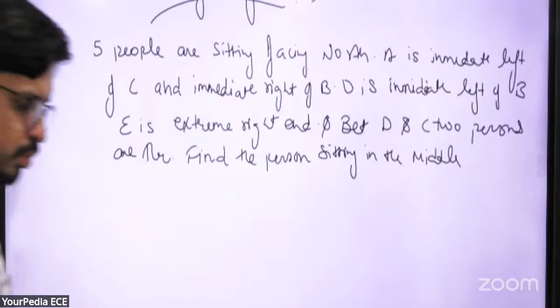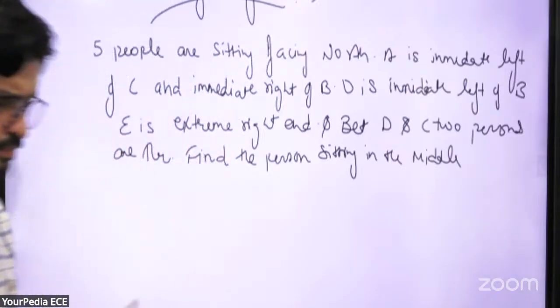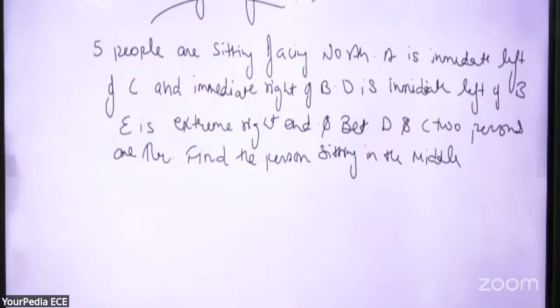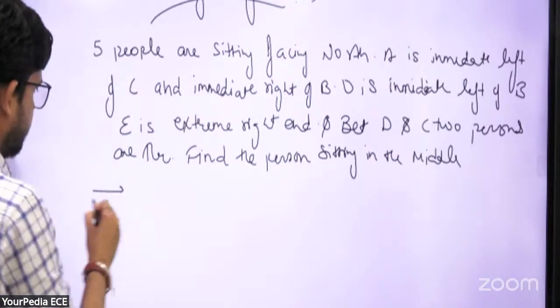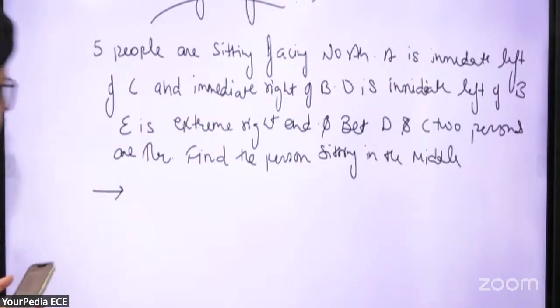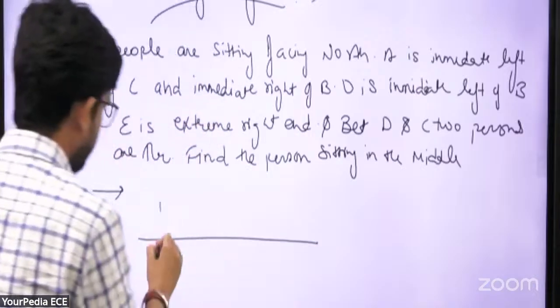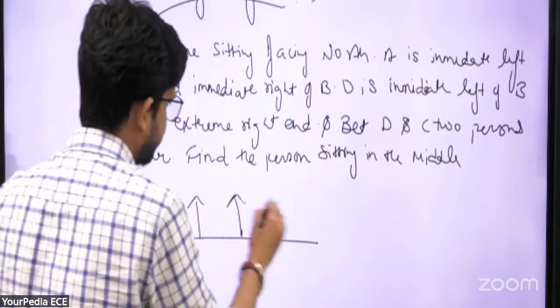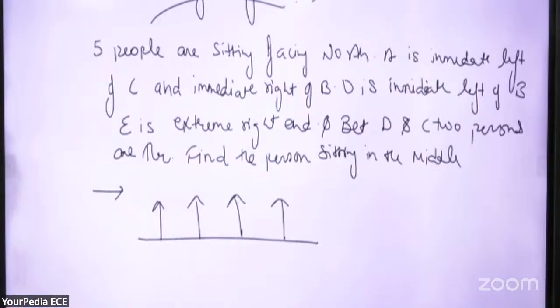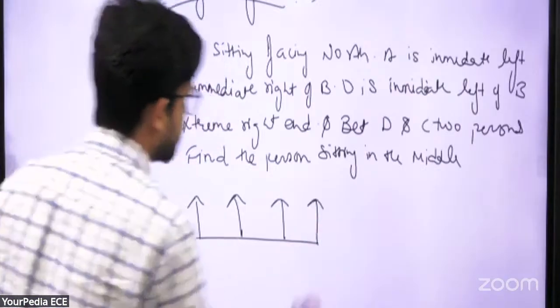What you have to do first of all, they are sitting facing north. How many persons are there? We have to see 5 persons. Their face is towards north.